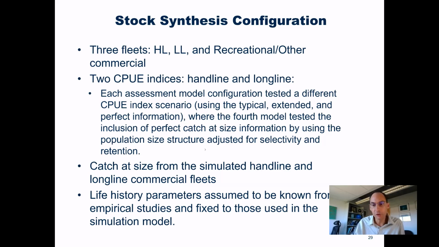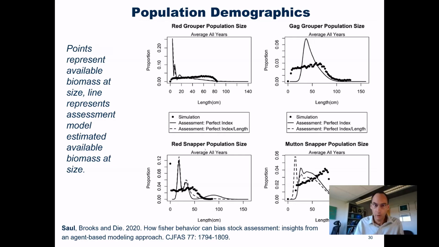Life history parameters were assumed to be known from empirical studies and were fixed to those used in the simulation model, with the exception of the spawner-recruit relationship, which was fit. So once you run the stock assessment model with the simulated fisheries data, we noticed a couple things were off.